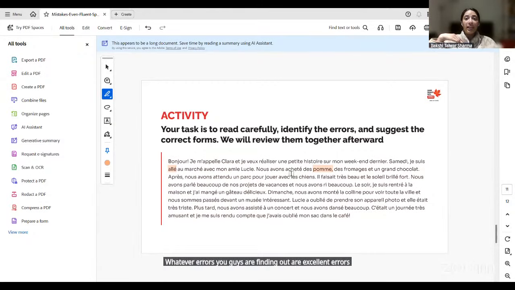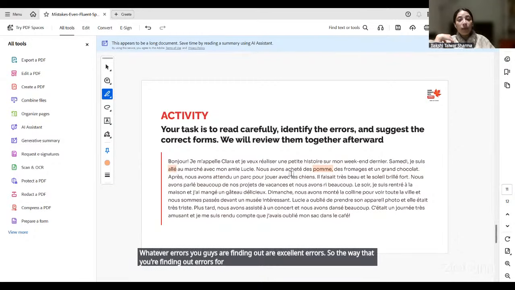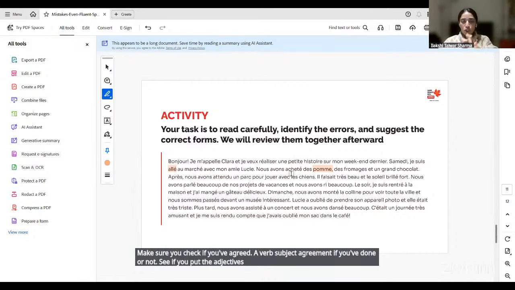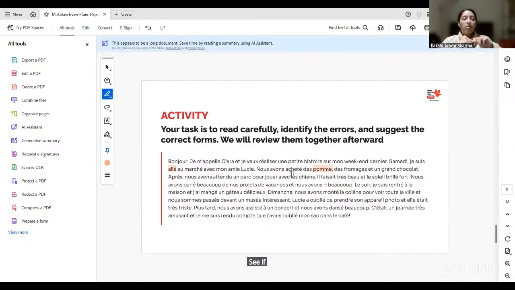The way that you're finding errors for this is the same way you will find errors for yourself after you're done with your writing. Make sure you see if you put correct punctuation, correct accents, correct spelling. Make sure you've checked verb-subject agreement. See if you put the adjectives in the correct place and position or not. See if you used the correct tenses or not. See if you've done the correct paragraph spacing or not. See if anywhere you've used the incorrect être or avoir by any chance.